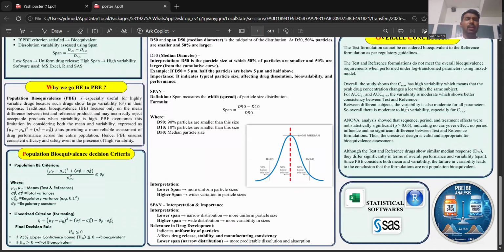when variability is high. PBE overcomes this limitation by considering both the mean and variability, expressed as this formula you can see, thus providing a more reliable assessment of drug performance across the entire population. Hence, PBE ensures consistent efficacy and safety even in the presence of high variability.